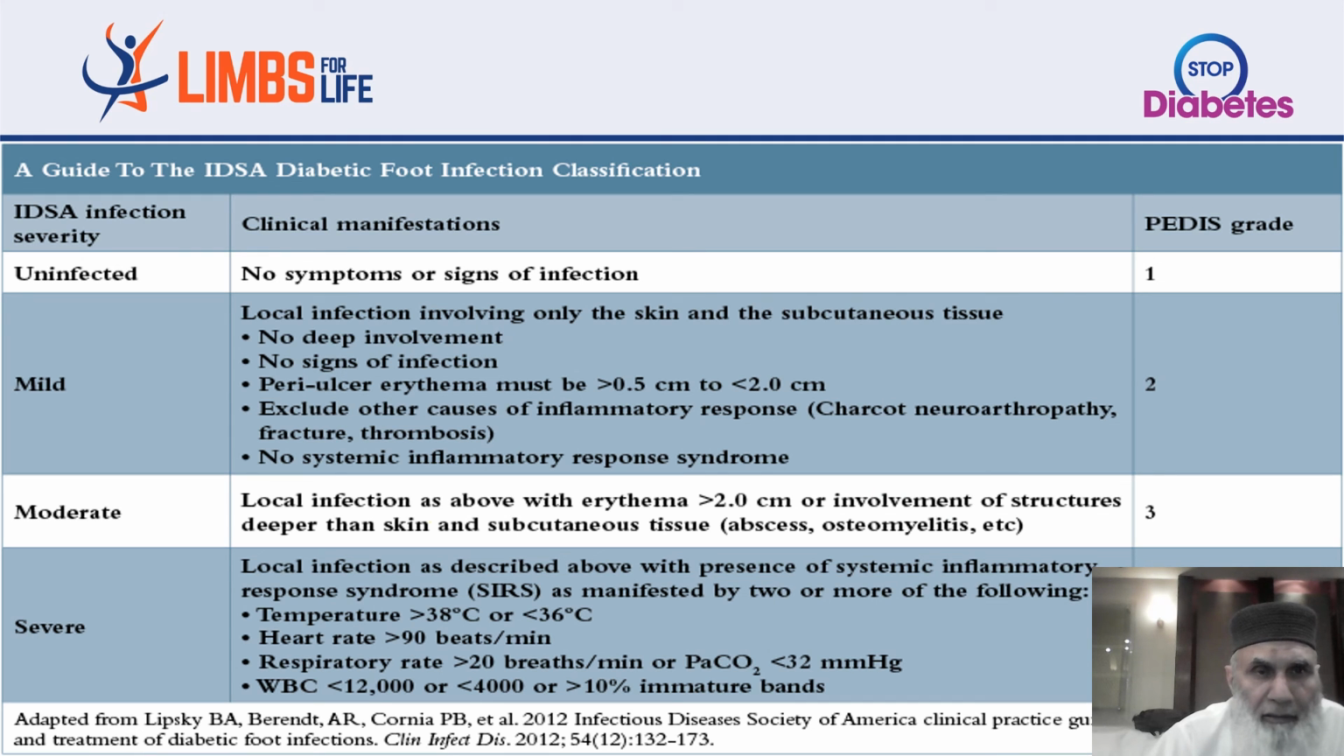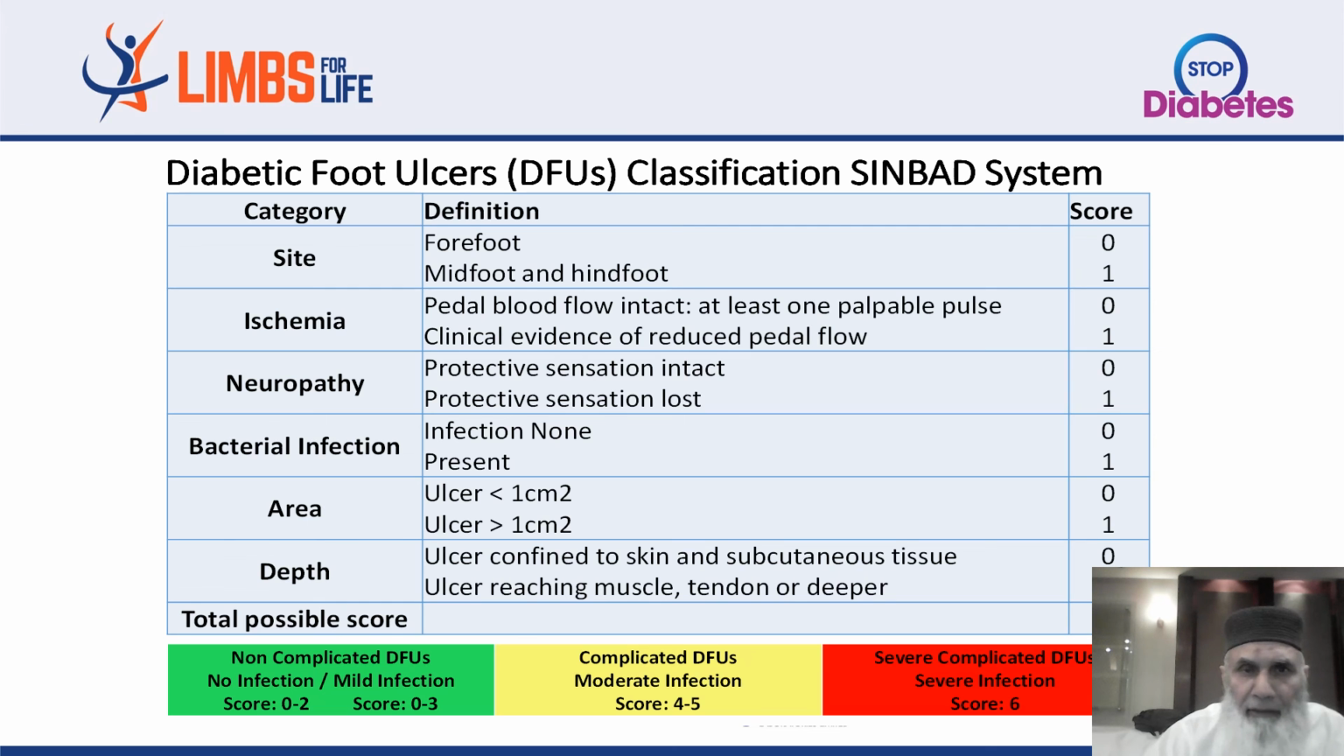So these are the scoring systems of diabetic foot infection: uninfected, mild, moderate, and severe, and there are scores for that. And the diabetic foot ulcer classification of the Texas system is also there. You can always read it, and you should have that in your pocket so that you can always score the ulcer.